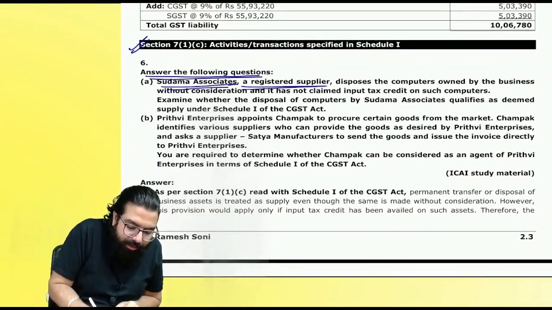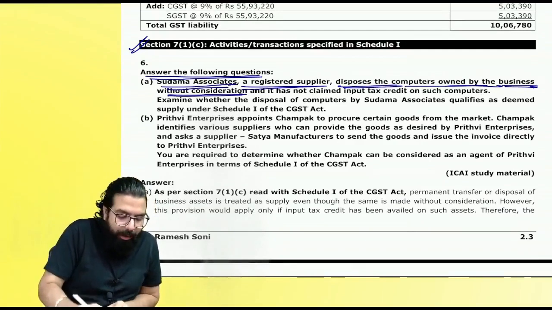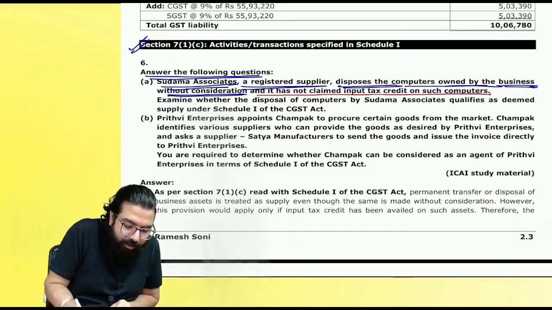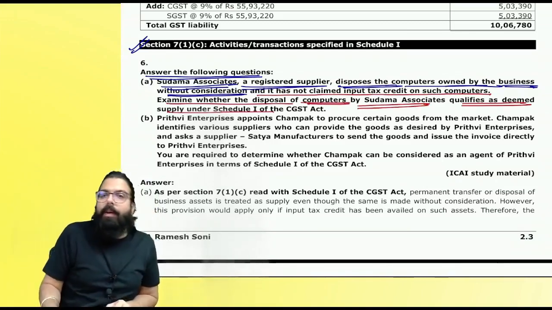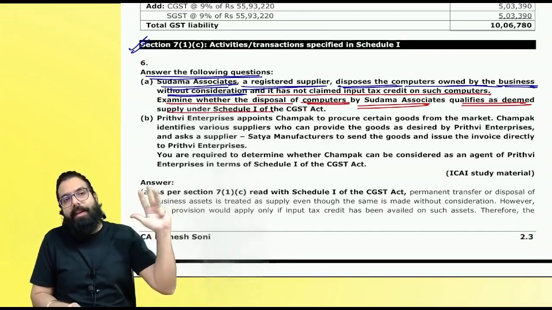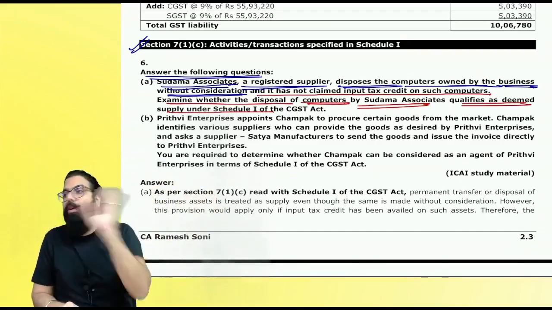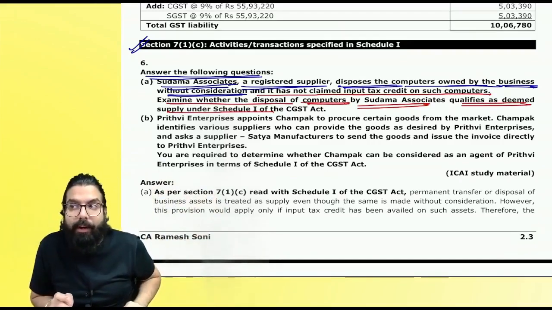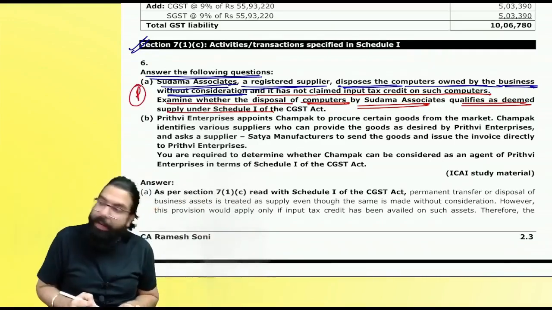Sudama Associates, a registered supplier, disposes of a computer owned by the business without consideration. Sudama is disposing of the computer owned by the business. It has not claimed ITC on such computer. Examine whether the disposal of the computer by Sudama Associates qualifies as deemed supply. Permanent transfer of a business asset where ITC has been availed on such asset is only supply. Here, is ITC availed on the computer? No. So whether it will be supply? No. You have to practice this question at home. Can I go ahead, everyone?